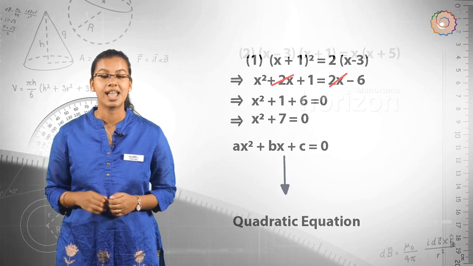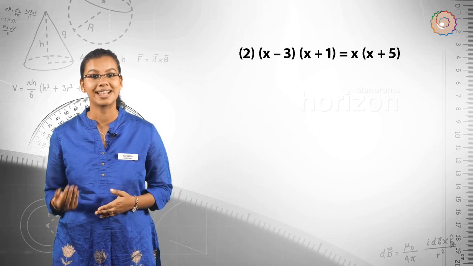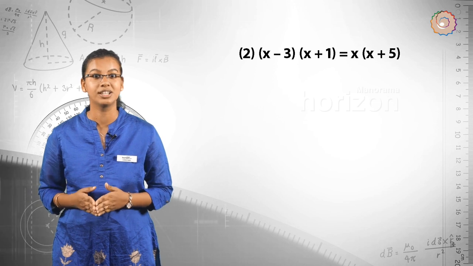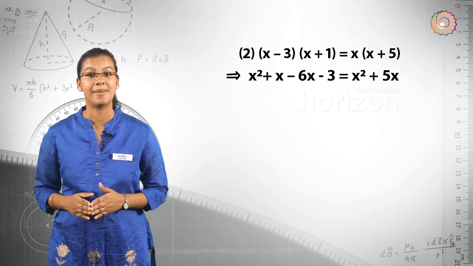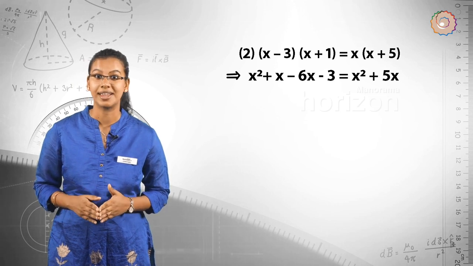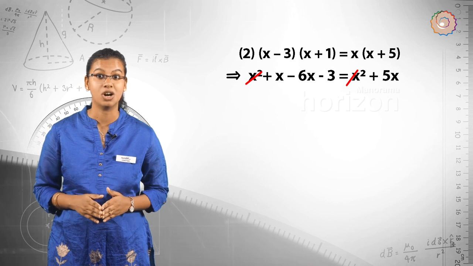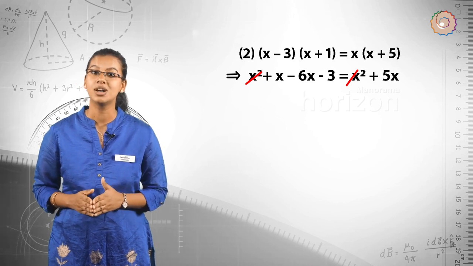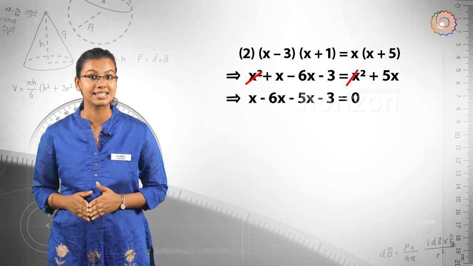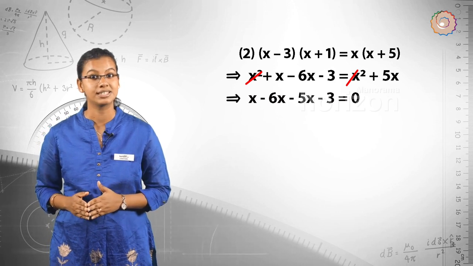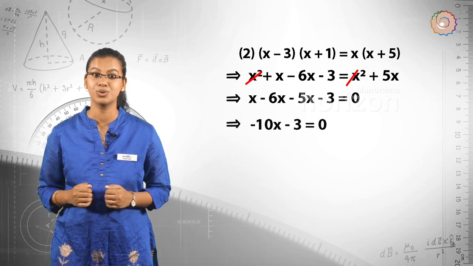The next one is x minus 3 into x plus 1 equals x into x plus 5. Multiplying throughout, we get x square plus x minus 6x minus 3 equals x square plus 5x. Cancelling the like terms x square on both sides and shifting all terms to one side, we get x minus 6x minus 5x minus 3 equal to 0, which is minus 10x minus 3 equal to 0.